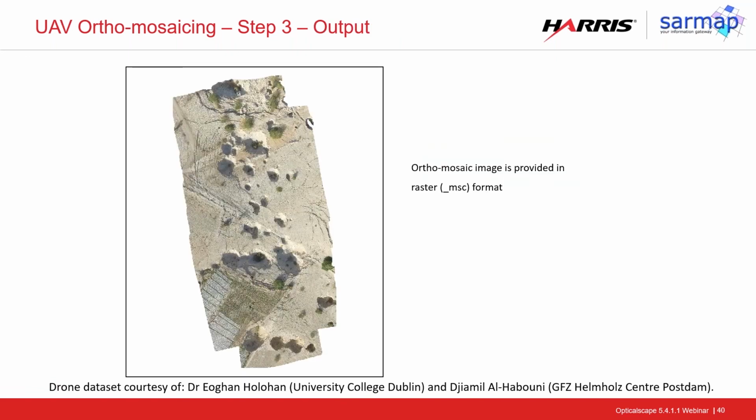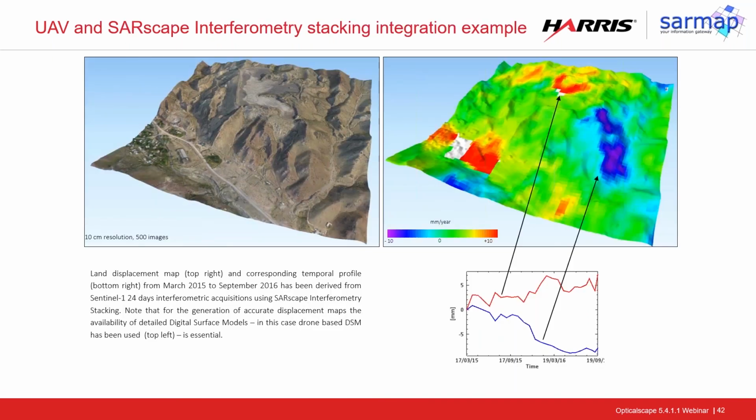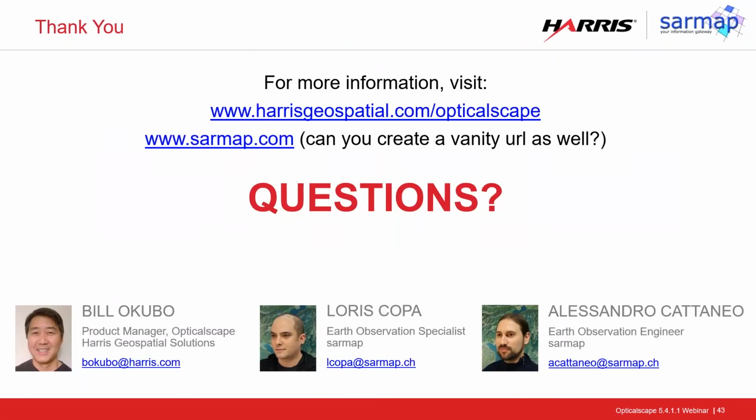And this is the resulting mosaic. It is a raster as well. This is an example in 3 dimensions of the same mosaic. And this is an example of the integration between the UAV and the SARscape interferometry stacking. We generated a very high resolution DSM with the UAV data, and with SAR data we generated a land displacement map, on the right you can see. And I'm done. I leave to Jody.